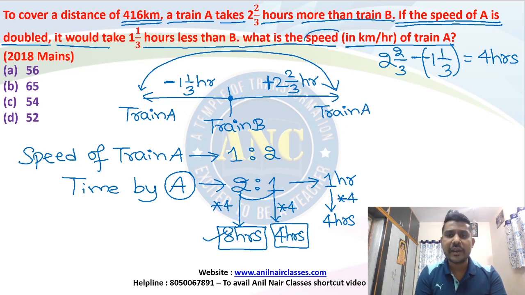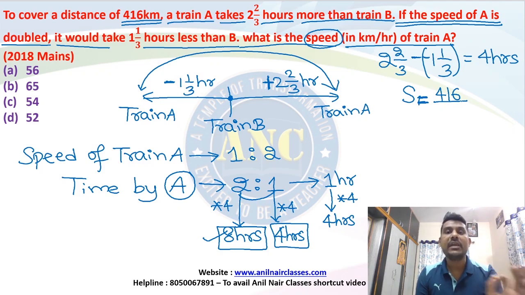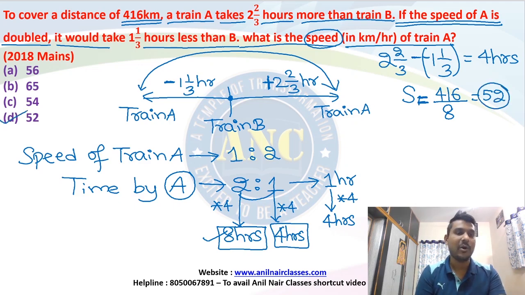And they are asking you to find the speed. We know that speed is equal to distance by time. Distance that train A needs to cover is 416 kilometers. Usual time taken by train A, we got it as 8 hours. 416 divided by 8. Answer for this question is 52 kilometers per hour, which is nothing but option D.